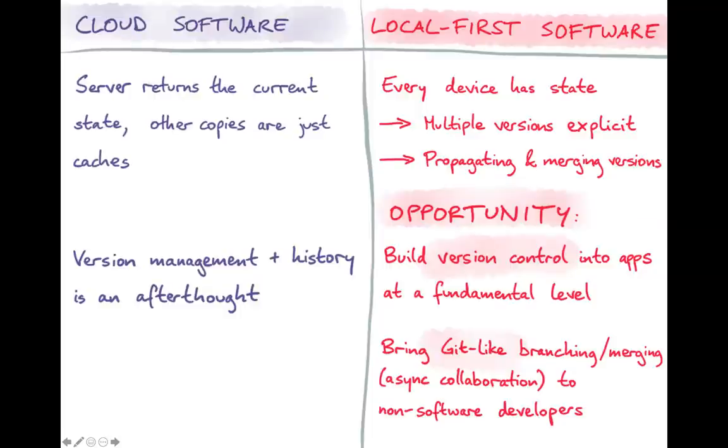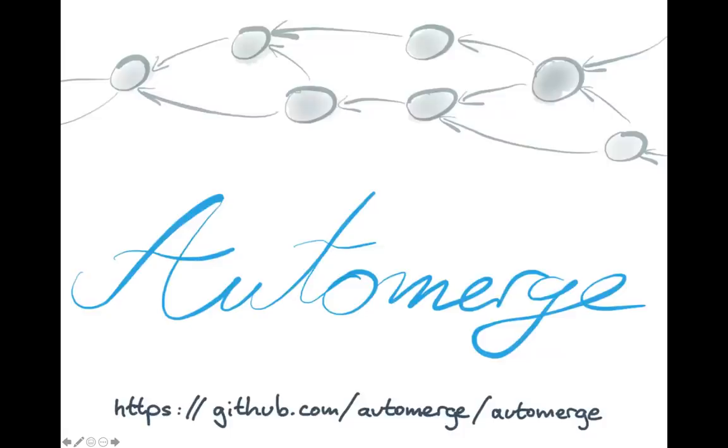And that means we can hopefully actually bring Git-like asynchronous collaboration workflows to a much broader set of applications, to applications that don't just work on plain text files, but all sorts of applications where different people collaborate on one shared document, be it whatever type of data that might be. So this is all very exciting. And this brings us to Automerge, which is our attempt to implement these ideas in a kind of practical way.